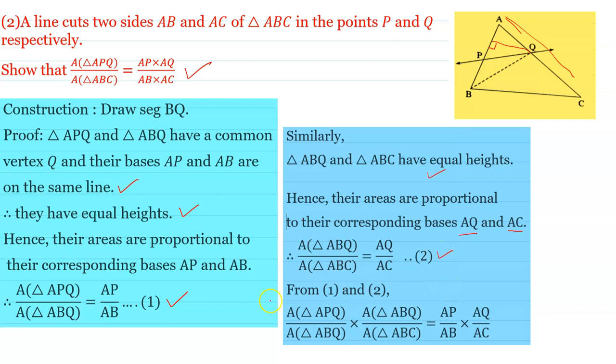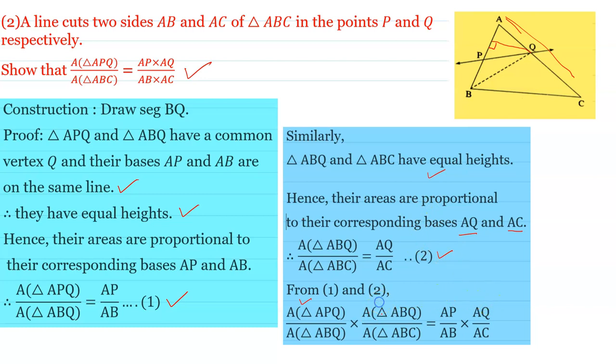Now from 1 and 2, इथे product करणार आपण. Left hand side चे product करणार. That is, the area of triangle APQ upon area of triangle ABQ, this is the first one, into area of triangle ABQ upon area of triangle ABC is equal to. त्यांच्या right hand side काय येते? AP upon AB into AQ upon QC.